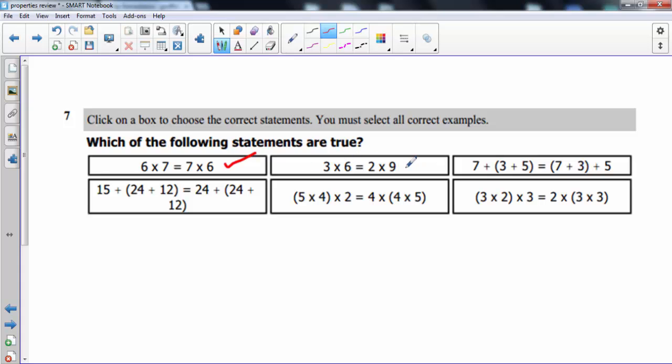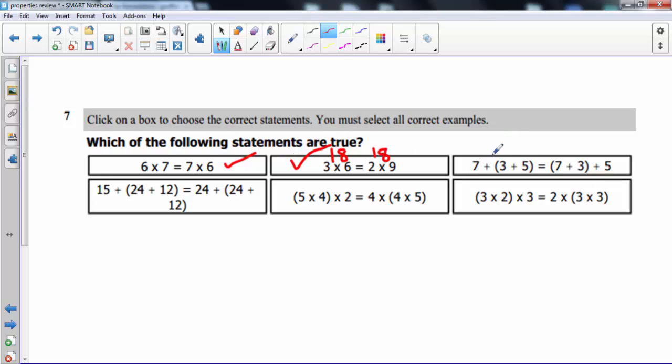Here we can see different numbers, and we're going to have to figure out the amount on each side of the equal sign. 3 times 6 is 18. 2 times 9 is 18. Those are equal amounts. This one is true.